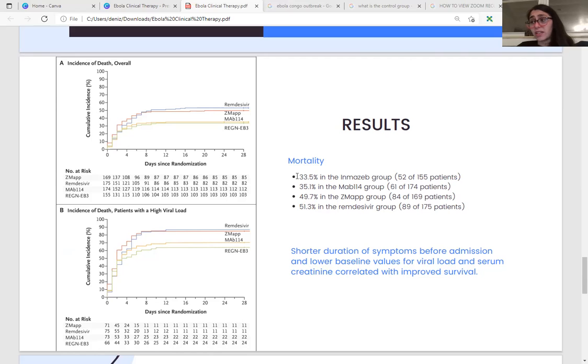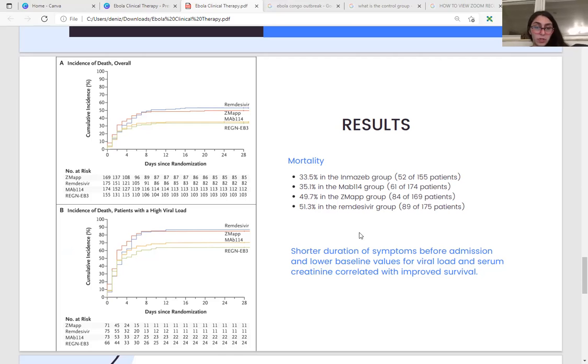To me, it makes sense. Like, you should be able to attack the virus better if there's less of it, right? It makes sense to me. And the odds of death were higher among patients with higher viral loads, levels of creatinine, aspartate aminotransferase, and alanine aminotransferase. So if you had high levels of these laboratory findings, they found you also had high mortality rates associated with Ebola.